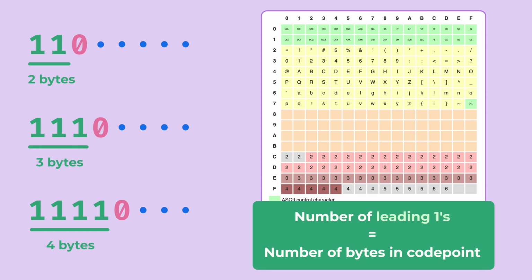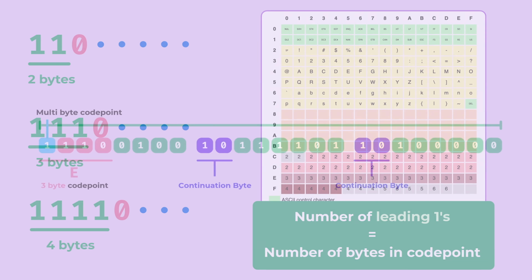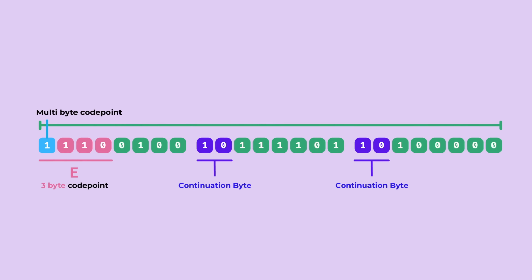I just love finding little details like this. It feels like finding a secret message the designers have left for you. So we know that the first few bits of every byte in the code point are going to be fixed depending on the length and if it's a leading byte or a continuation byte.